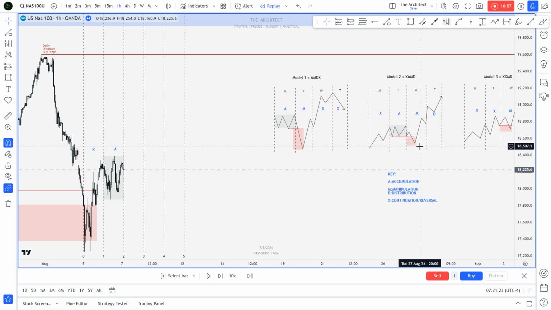Why is price manipulating towards the downside? Because sell stops exist down there. You want to see the wrongful move, the Judas swing. The manipulation is called the Judas swing. Why is it called that?